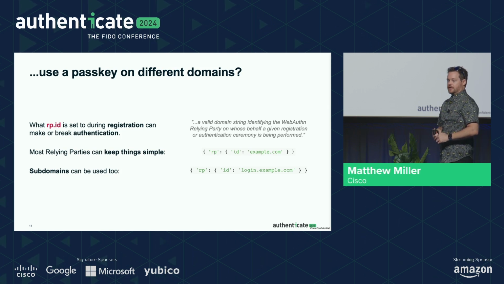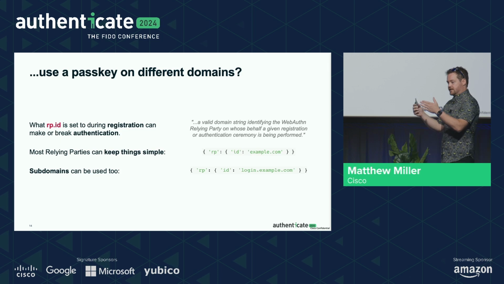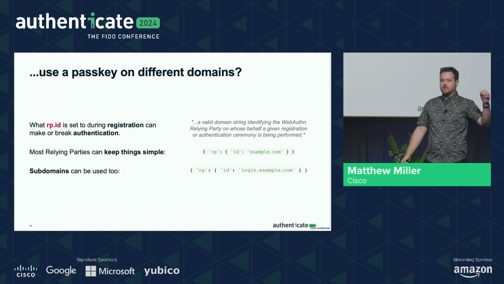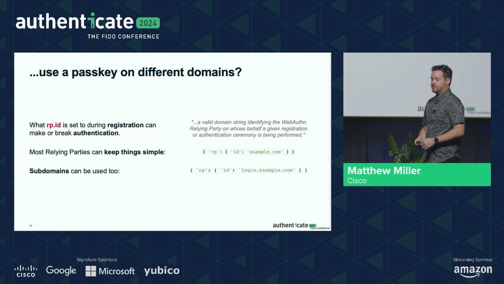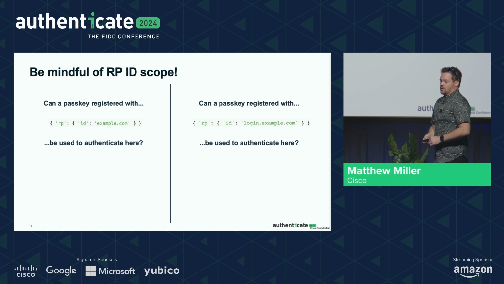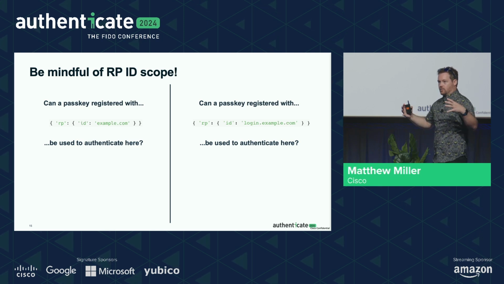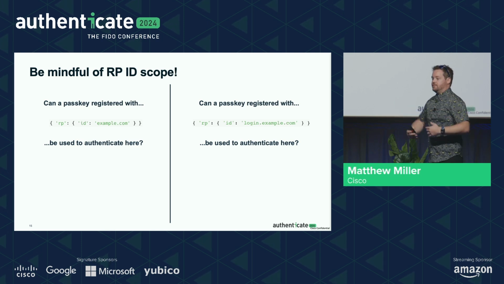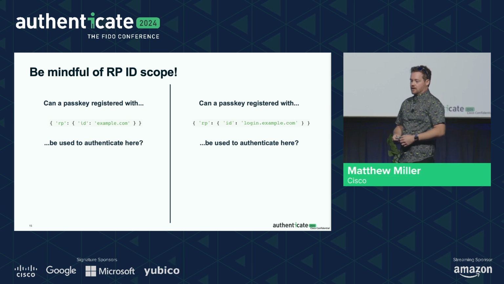You could have a cust1.example.com, and a passkey scoped for that would not work for login into cust2.example.com. So now you have to be mindful of scope, like where a passkey is valid for use, and how it is impacted by your choice of RPID.